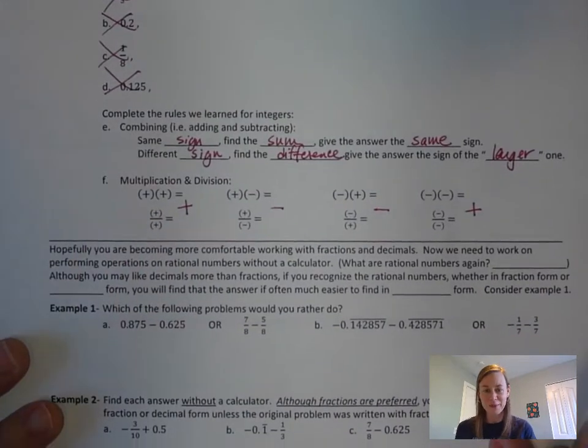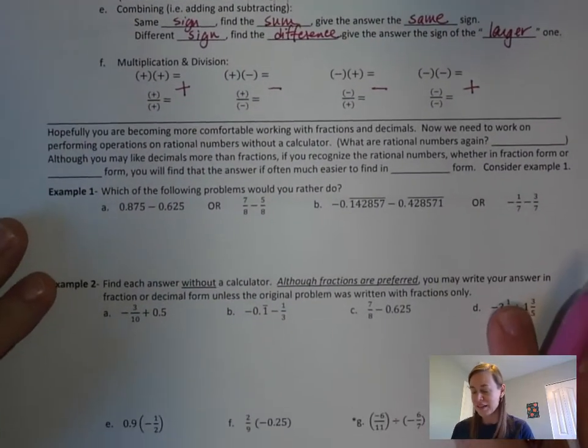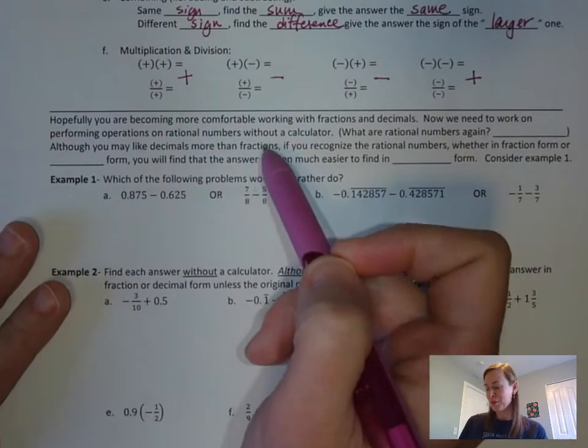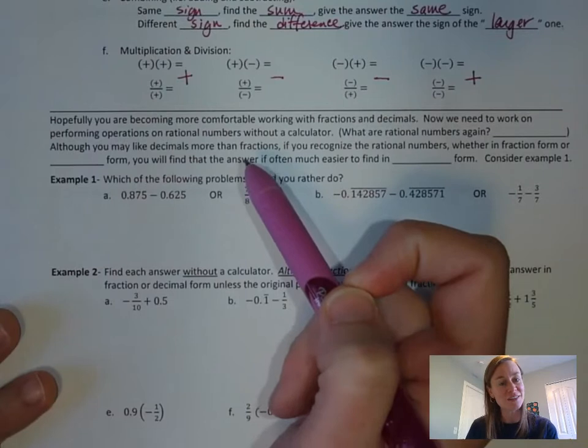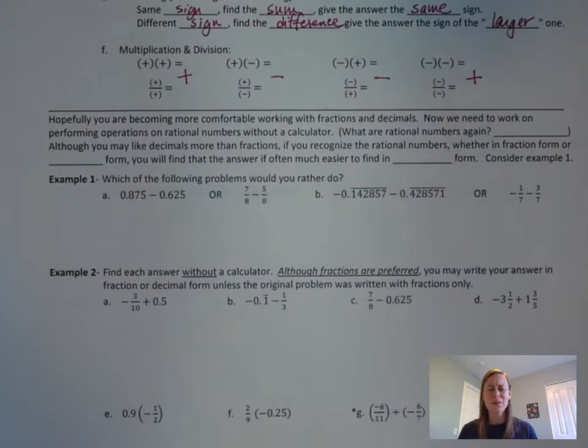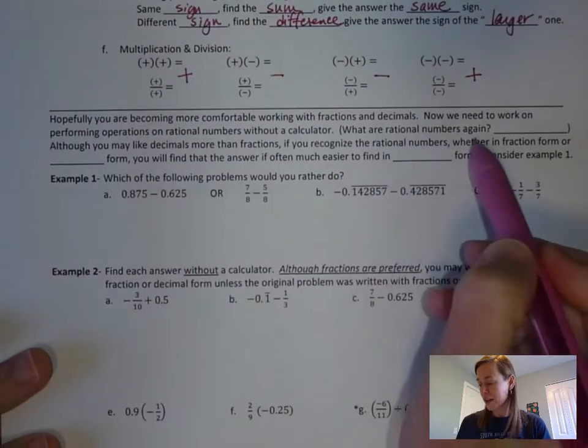Okay, let's keep going and talk about those rational numbers. Hopefully you're becoming more comfortable working with fractions and decimals. Now we need to work on performing operations on rational numbers without a calculator. What are operations? Your operations are adding, subtracting, multiplying, dividing. Those are operations. It says, what are rational numbers again?